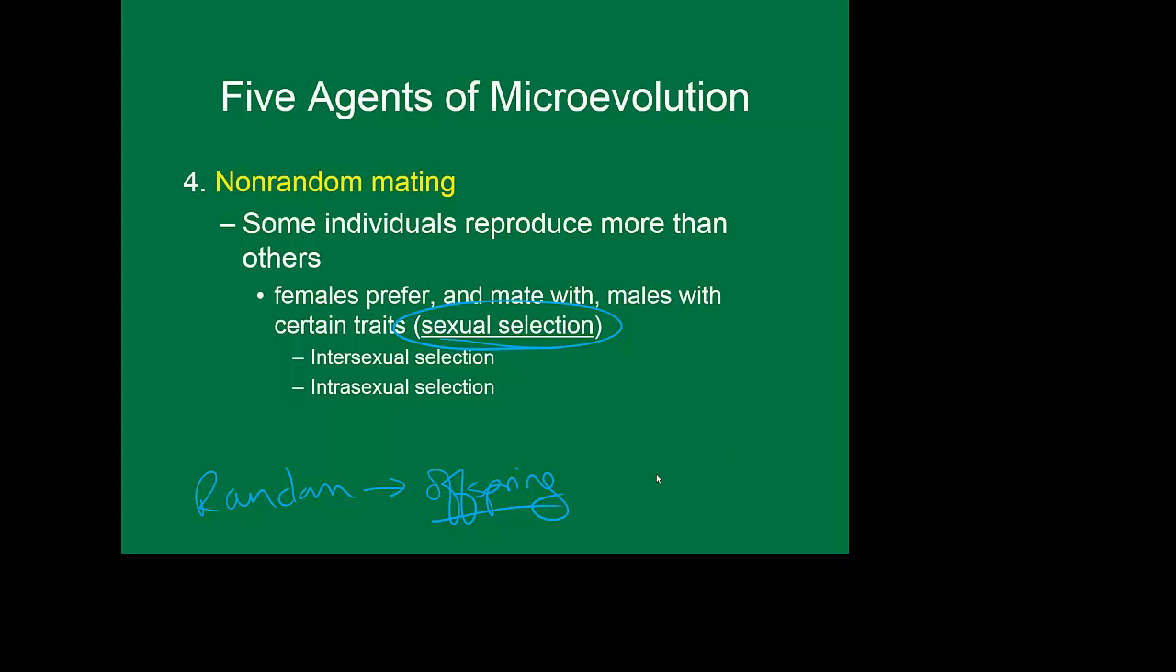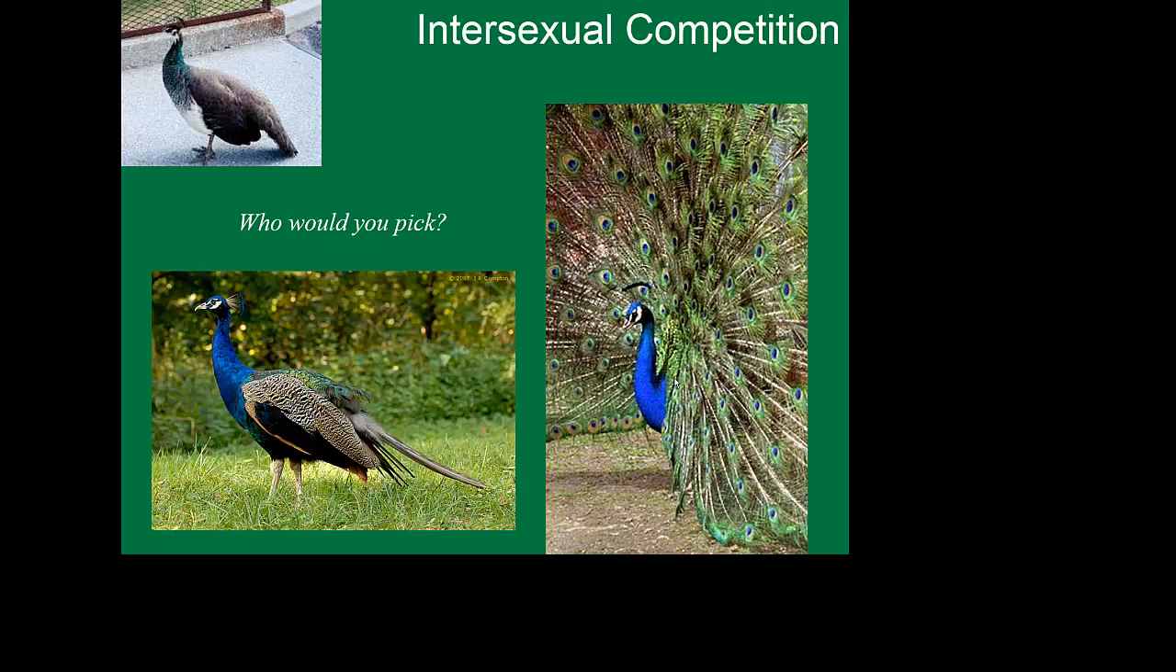But what we typically think about is males competing for females, or females being picky about the males that they choose. Something known as intersexual competition looks at the idea that this female has to pick one of these males to mate with. Which one do you think she's going to pick? Oh yeah, she always picks the big pretty one. Why?